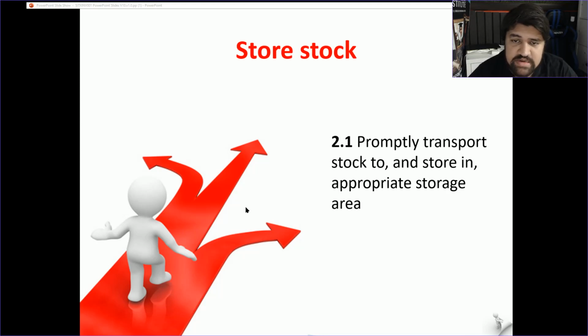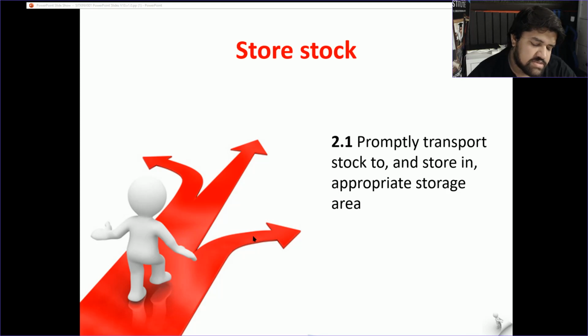Alright, 2.1. Promptly transport stock to and store in appropriate storage areas. So this is very much now you've gone into storing, right? So you've accepted the order, you've made sure all your stock is in the correct quality and quantity that you wanted it to be, and you have the right brands and all those things. Now you're putting them away according to the recommendation of those production companies.